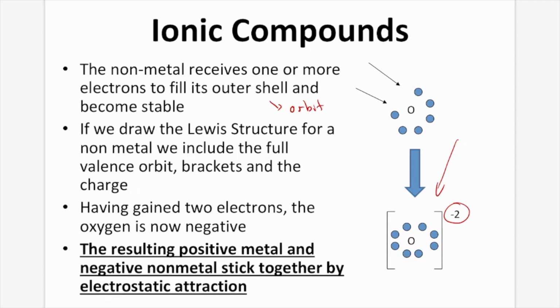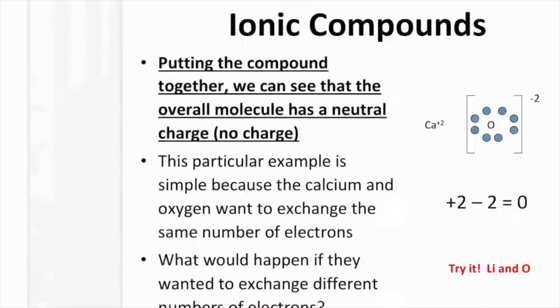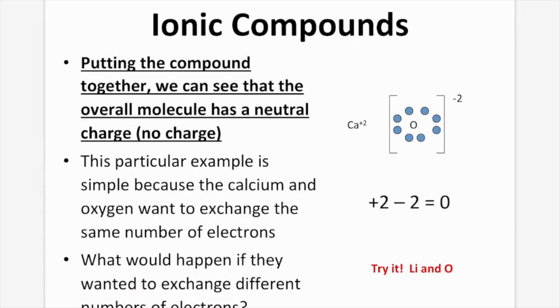The resulting positive metal and negative nonmetal stick together by the electrostatic attraction. Opposites attract, so you have a positive calcium and a negative oxygen, and they're going to come together. So Ca2+ is going to be attracted to our nearby O2-. Since one is positive, one's negative, they attract to each other. And that's what we see here in this diagram.